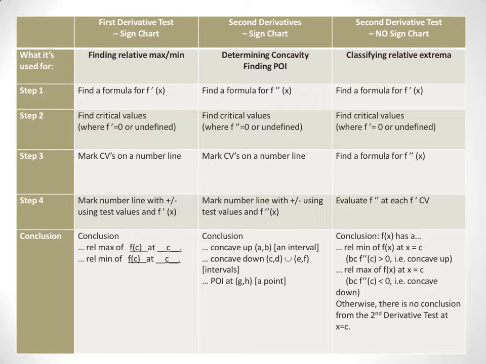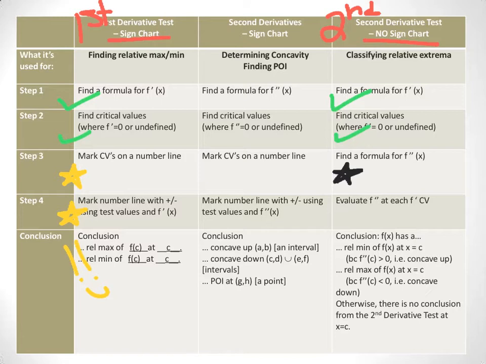Let's go ahead now and compare these first and second derivatives. This column is first derivative, notice sign chart. Here's second derivative, no sign chart. For both of them, you're going to find the first derivative and the first derivative critical value. So that's a similarity. But then what occurs next, here in the first derivative test, we mark it on a number line, and then we draw a conclusion. Whereas over here on the second derivative test, we have to find the second derivative and evaluate the first derivative critical values there, and then we draw our conclusion.